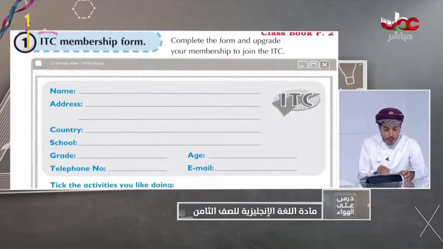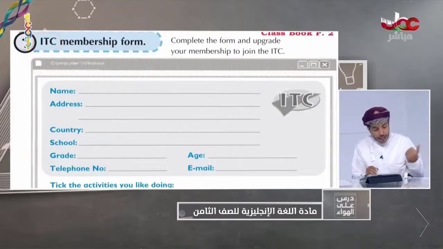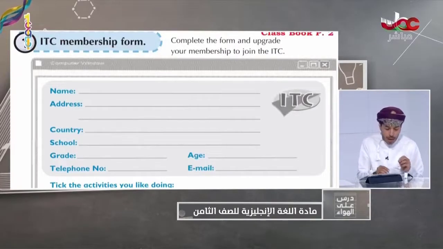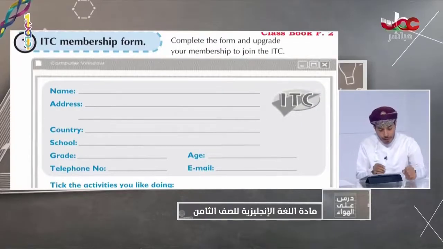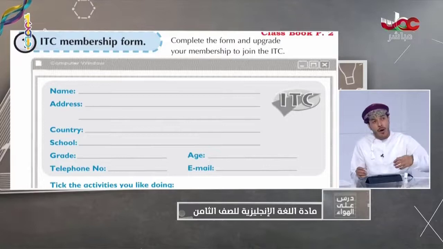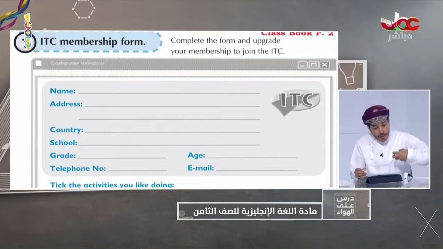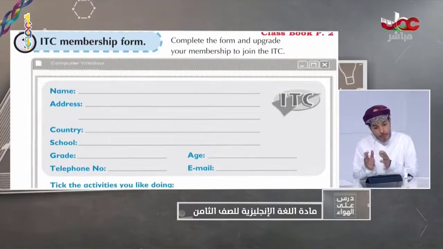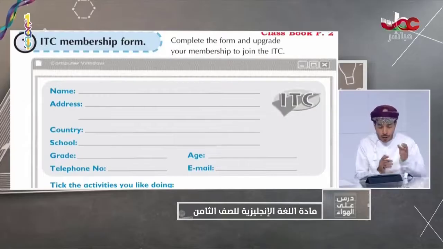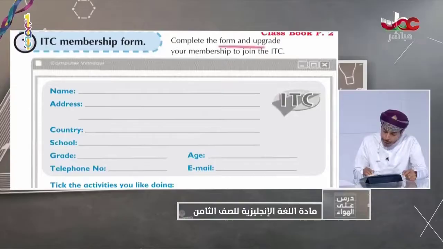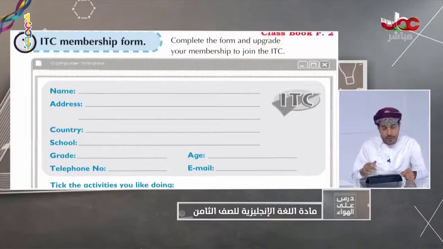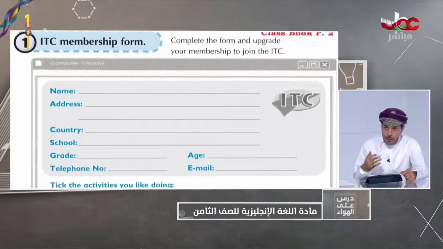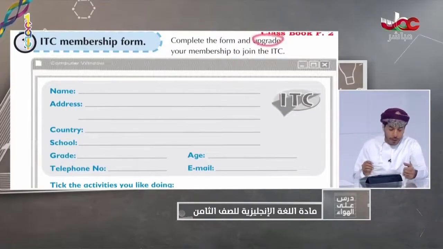And as the previous email talks about ITC membership, because you are upgrading your membership in ITC, it means like you are registering again or update your membership to be a member of this group. Okay, so complete the form and upgrade your membership to join the ITC. Upgrade. Okay, it's like update, or just to update yourself in this group.